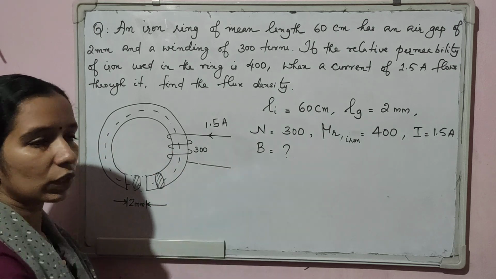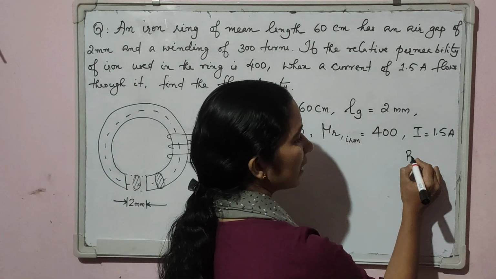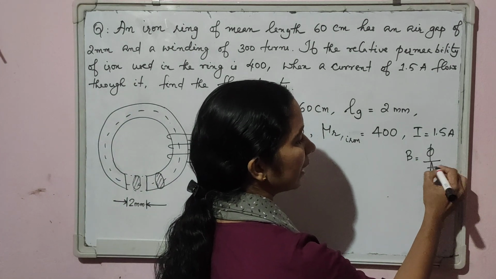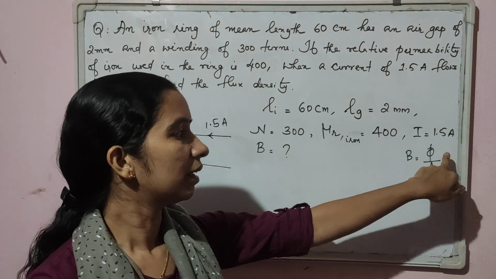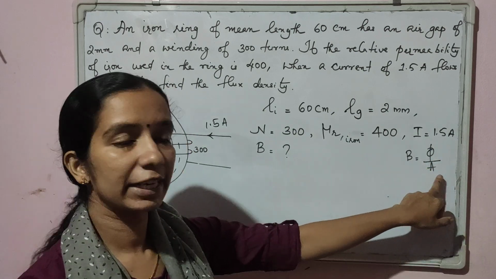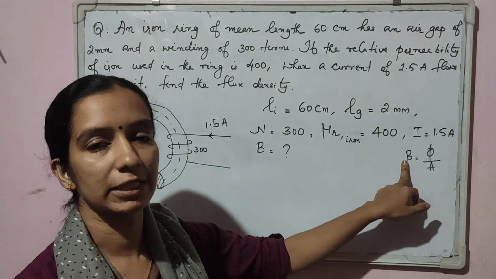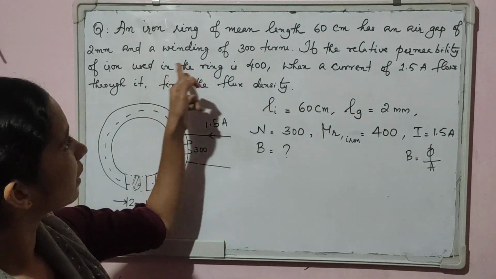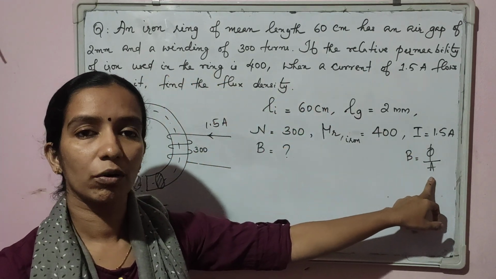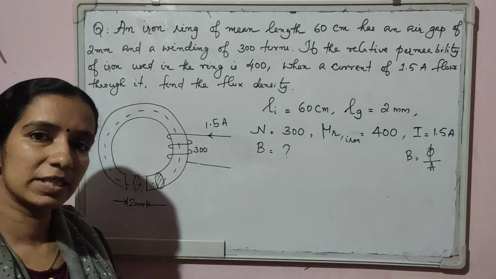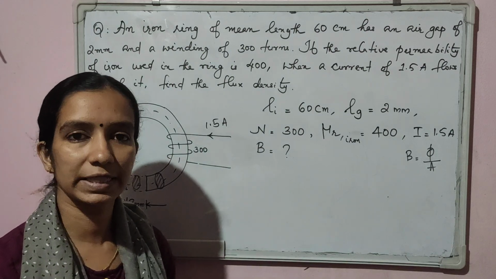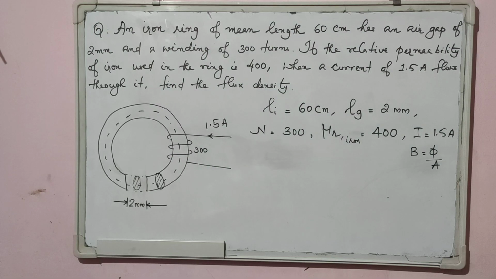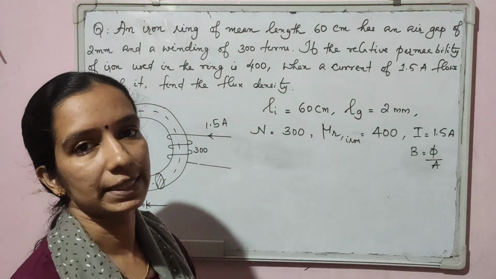We know one equation for flux density: flux density is equal to flux divided by area. So if we can calculate flux by some means, then by dividing that flux by the area of cross section, we will get the flux density. But in this question, the area of cross section of the iron path or the air path is not given. So we cannot use this equation for calculating the flux density, and we have to use some other method.